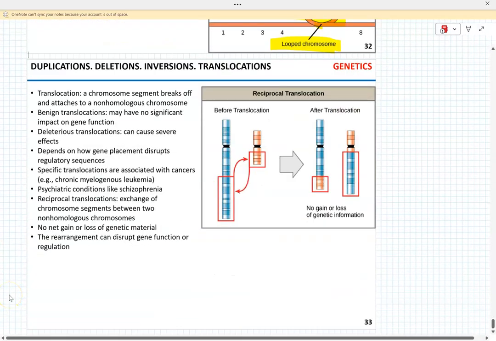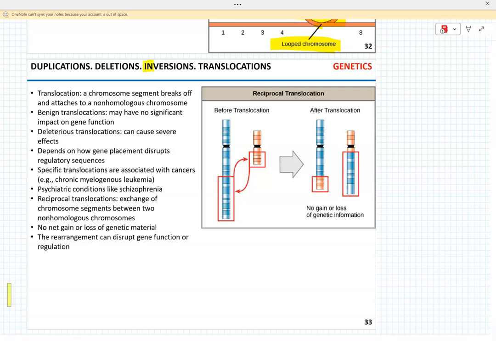And finally, after duplications, deletions, and inversions, translocations. So what is a translocation? During a translocation, a fragment of the chromosome breaks off and attaches to a non-homologous chromosome. Benign translocations may have no effect on the function of the genes. In deleterious translocations, you can observe some severe effects. All of it depends on how the placement of the genes during translocations disrupts the regulatory sequences.